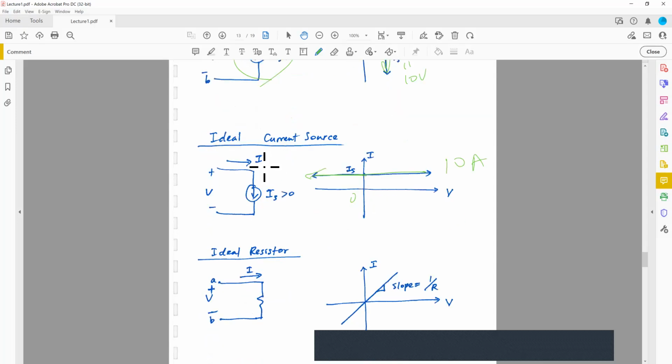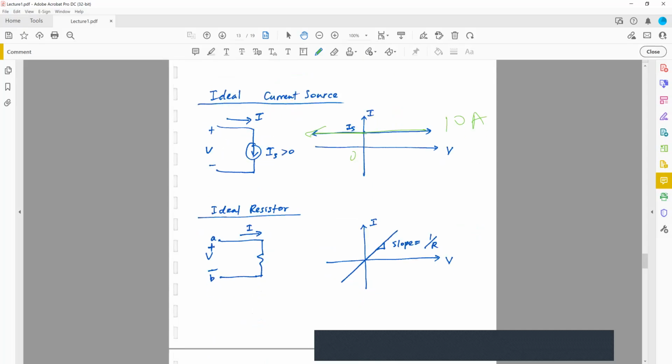That's what we expect from an ideal current source. For an ideal resistor, R here, I apply voltage, I measure current, and I take the ratio. So this R is simply equal to V over I, the ratio of voltage and current.